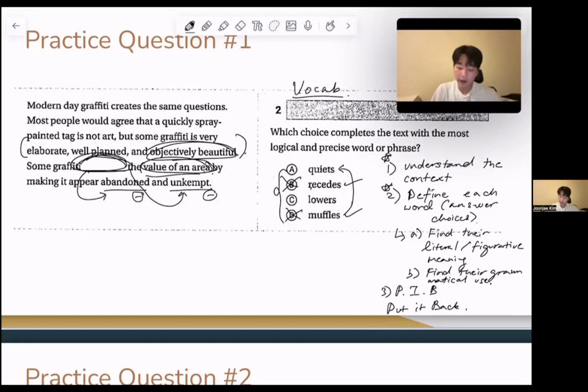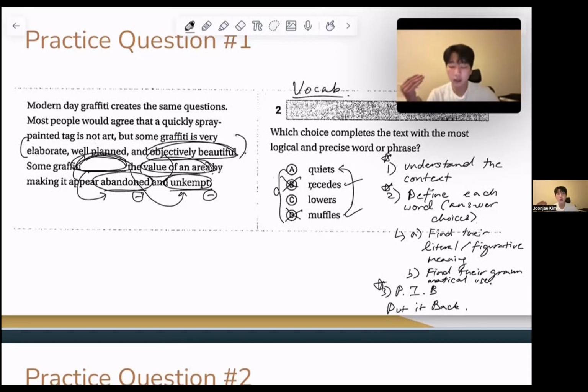Now, for the final step, put it back. We put it back into the chunk, right? So if we put A first and look at the whole sentence: Some graffiti quiets the value of an area by making it appear abandoned and unkempt. Now we know that A wouldn't work. Why? Quiets the value makes grammatical sense, right? It could work, and it also has some figurative meaning, but the problem is these two words. Quiets the value by making it appear abandoned and unkempt.